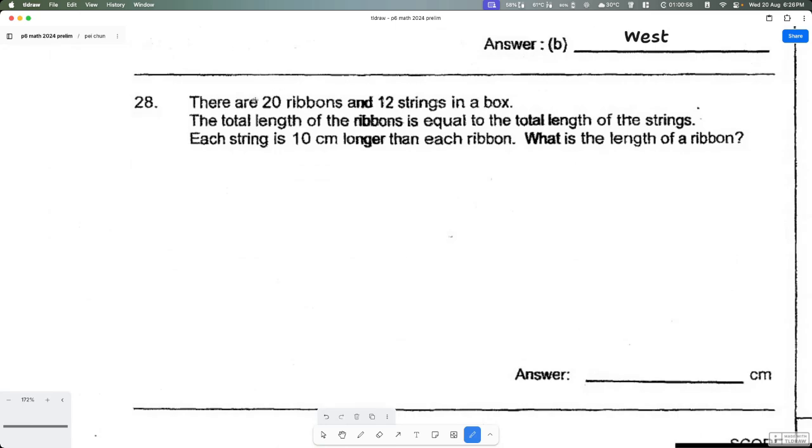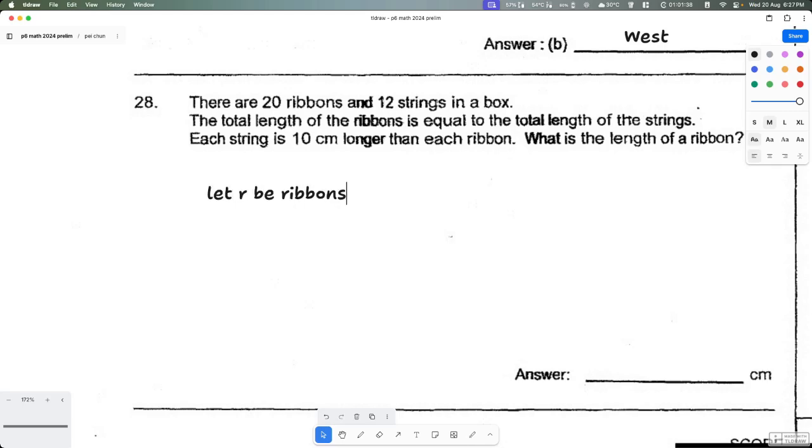There are 20 ribbons and 12 strings in a box. The total length of ribbons is equal to the total length of the strings. Each string is 10 centimeters longer than each ribbon. What's the length of a ribbon? We can do simultaneous equations. So what we can do is we can say let R be ribbons, let S be strings.